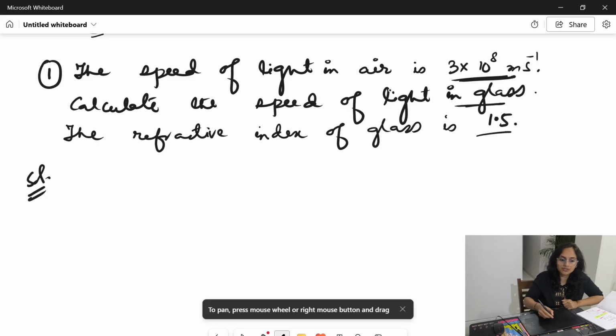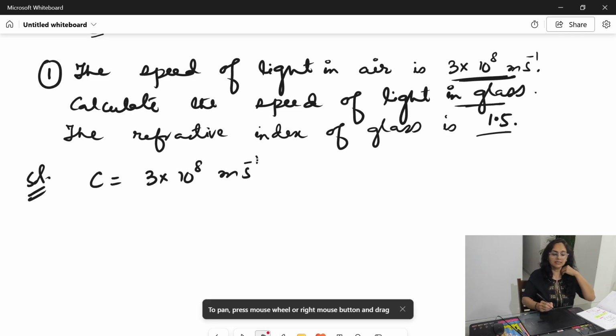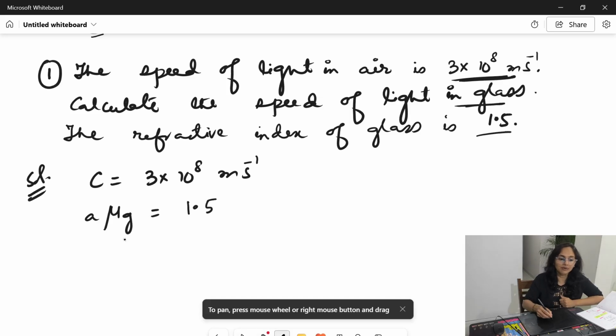So speed of light in air is 3 into 10 power 8 meter per second. We can write that C equals 3 into 10 to the power 8 meter per second, because we represent the speed of light in air as C. And refractive index of glass is given, which means A mu G. When we write A mu G, it means refractive index of glass with respect to air. That is given to us as 1.5. And we have to calculate the speed of light in glass, that means V glass. Speed of light in glass is question mark, right?